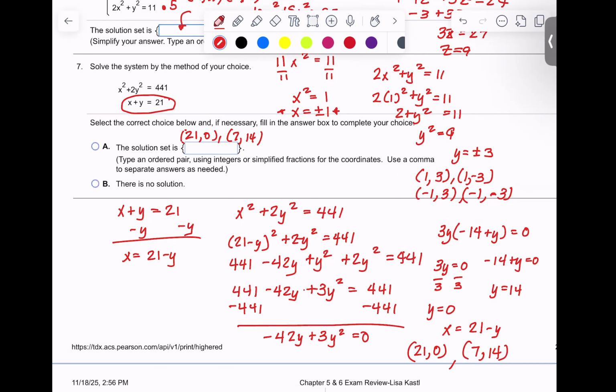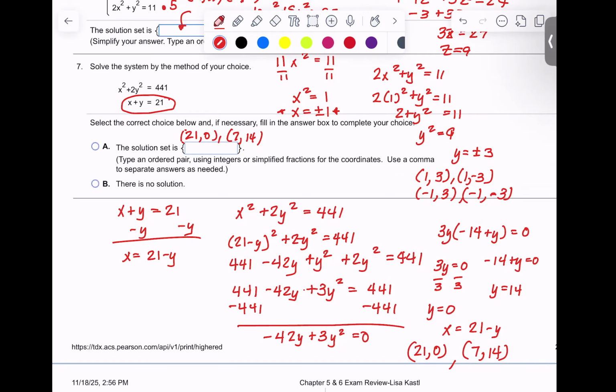How about the top equation? I would have to take my calculator out and do that. I leave that to you. Well, I probably should do that. So we're going to take 21 squared. 21 squared is 441, so it does work in the top equation.